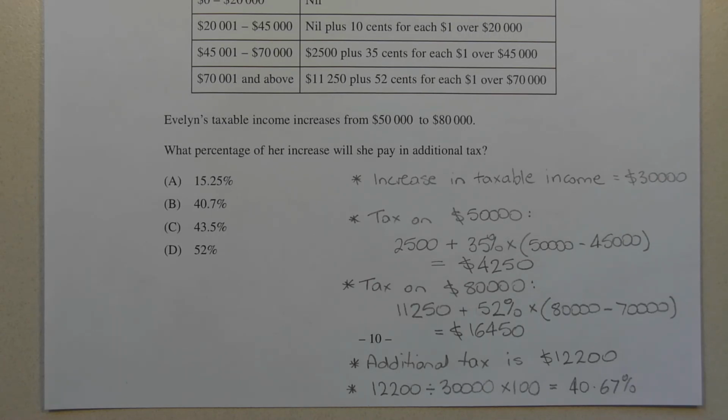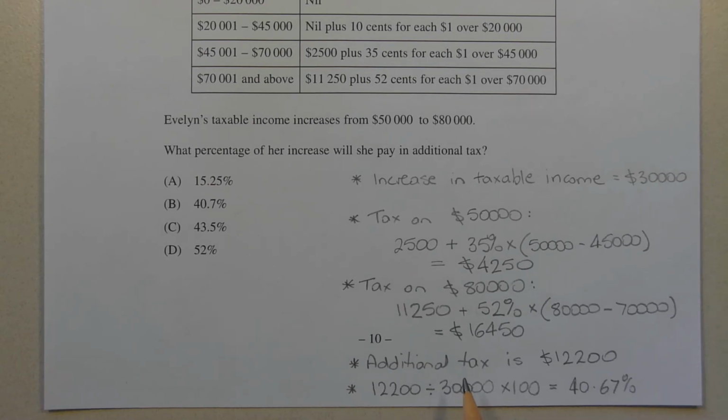Next, work out the tax on $80,000. And we follow this row here of the tax table. So this is the last row. And the tax on $80,000 is $11,250 plus 52% times 80,000 minus 70,000 in brackets, and that equals $16,450.